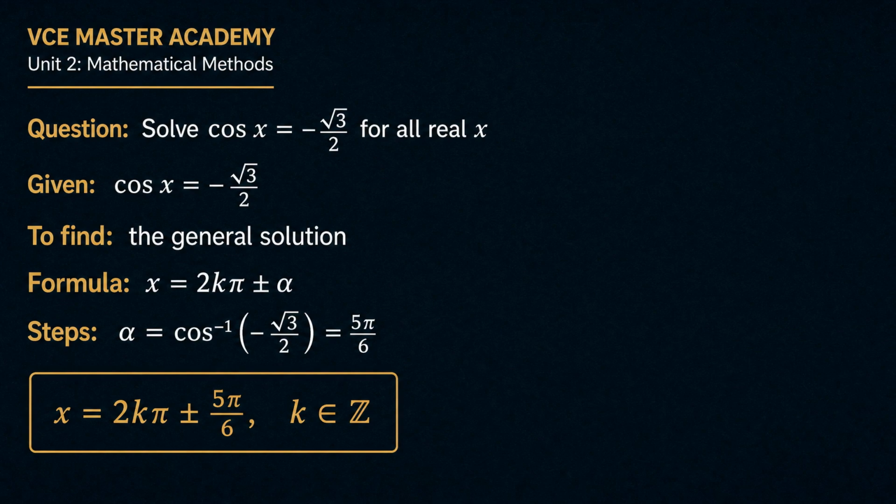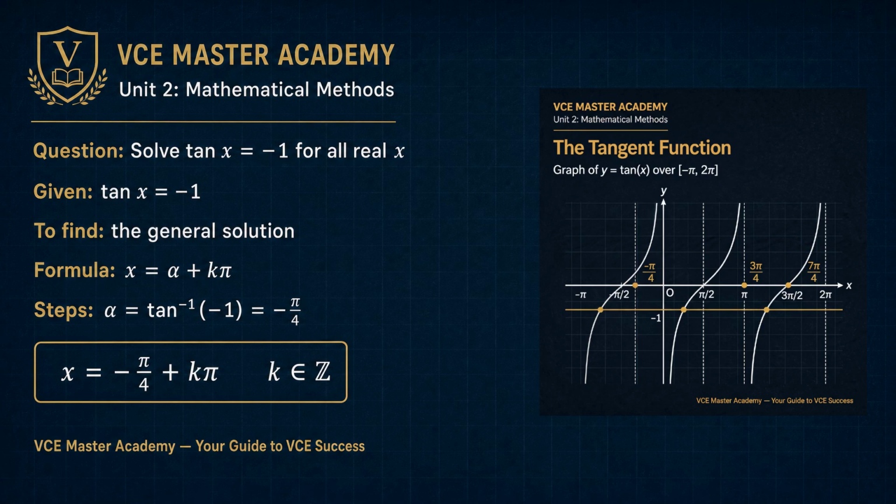Cosine with a negative. Solve cosine of x equals minus root 3 over 2. Find one angle. Cosine of pi over 6 is root 3 over 2. We need the minus version, so flip to the other side of the circle. Pi minus pi over 6 is 5 pi over 6, so alpha is 5 pi over 6. Copy the family. Cosine is 2k pi plus or minus alpha. Add k. X equals 2k pi plus or minus 5 pi over 6. K is any integer. One line. Done.